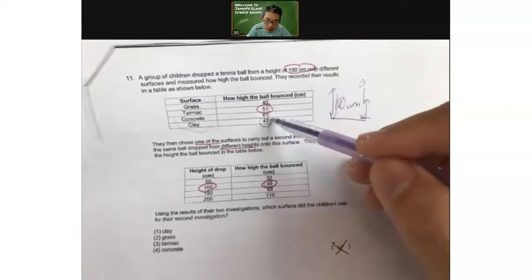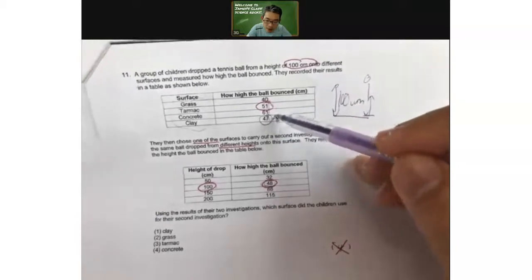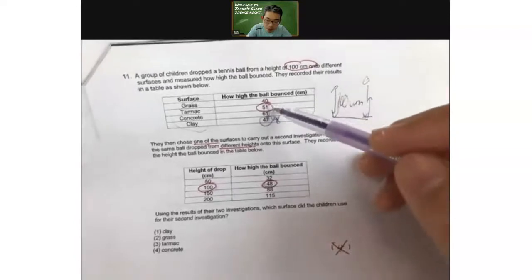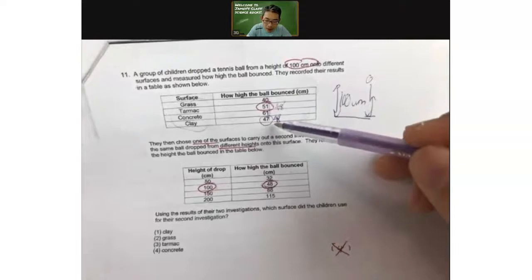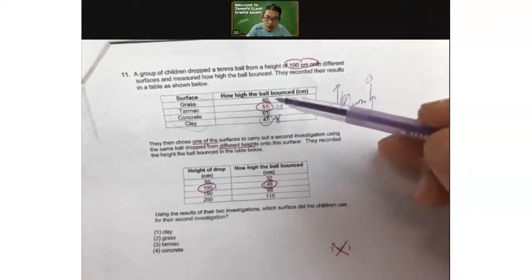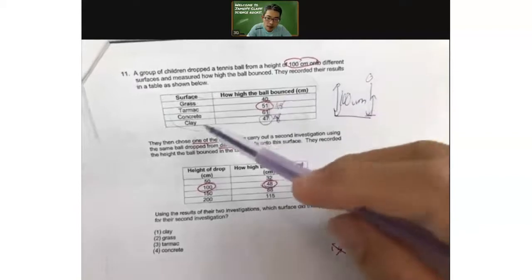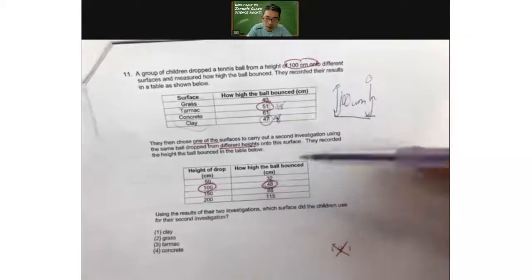seems to be clay, right? 48 is at 1 cm away from clay. 51 will be 3 cm away from this. So it looks like the clay surface, isn't it? It should be the clay surface. That's the closest bounce upwards when it's dropped on the clay surface. It's 47 cm, it's 48 cm.